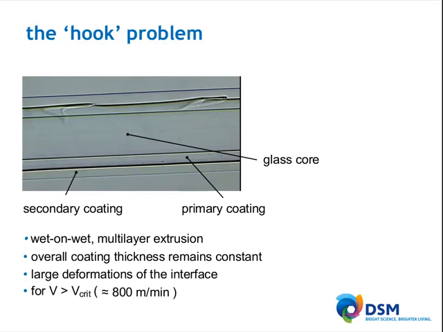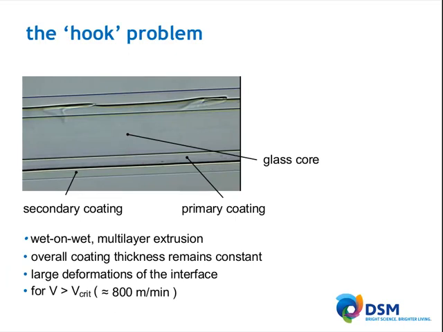Now, this is the result of a wet-on-wet application system. So it's a multi-layer extrusion. And what you can clearly see is that the overall thickness remains constant. And at the same time, you can also see the interface as being largely deformed. Now, we'll come back to that a bit in a later stage.